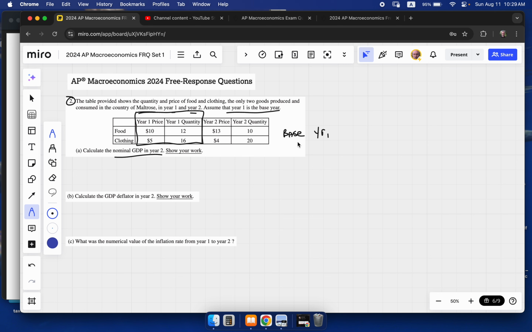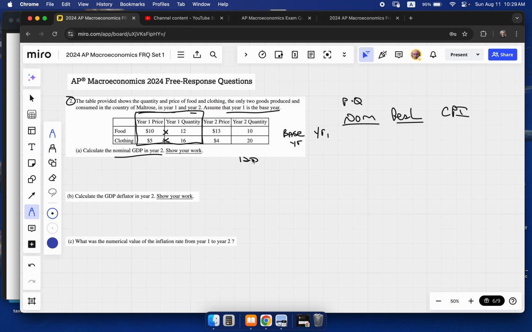Recognize that there's a certain way I do these. Our base year is year 1. I'm going to find nominal, I'm going to find real, and I'm going to find the CPI. Now, nominal and real are always the same in the base year, and you should just know that nominal is price times quantity. So price times quantity is 10 times 12, 5 times 16.